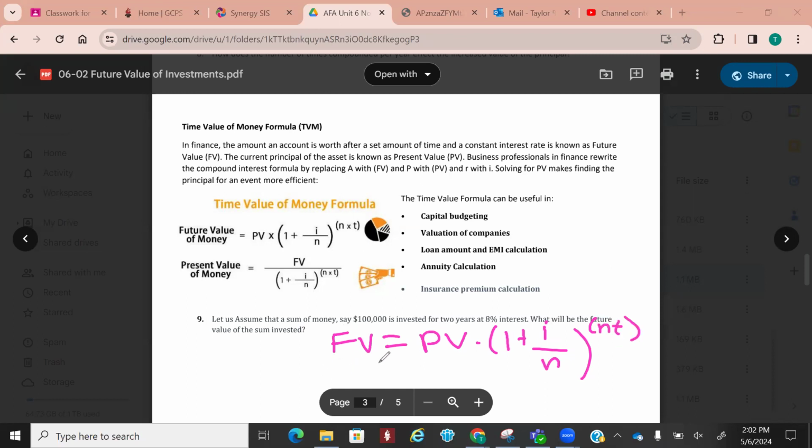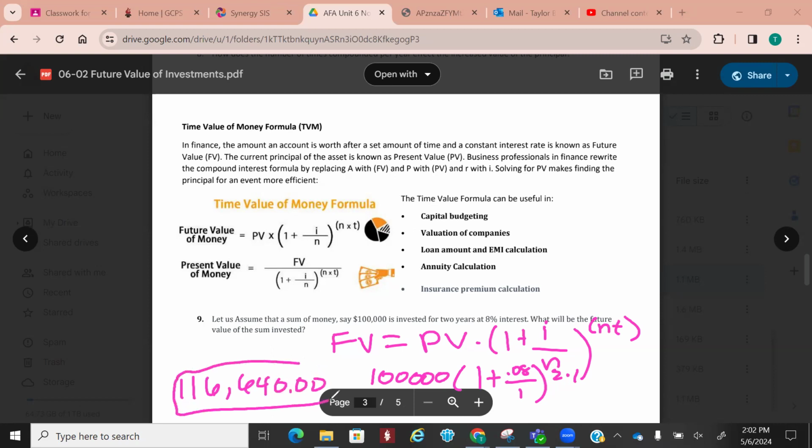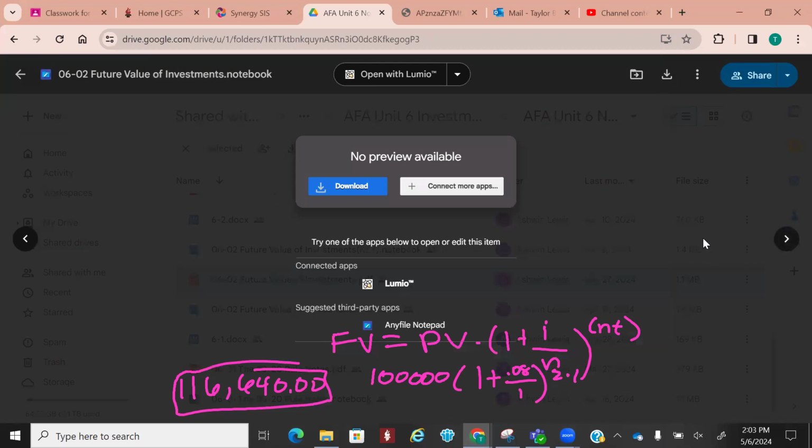Okay, so the principal amount is 100,000. We're going to say 1 plus your interest rate, which is 0.08 because it was 8% interest for 1 time a year. For 2 years, once every year. When you plug that in, it's going to be 116,640. And that would be our future value after 2 years at an 8% interest rate.